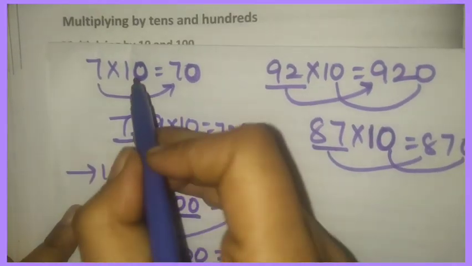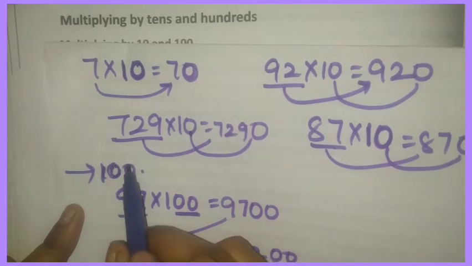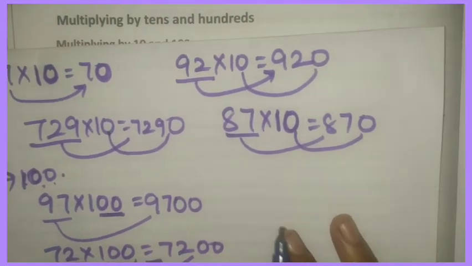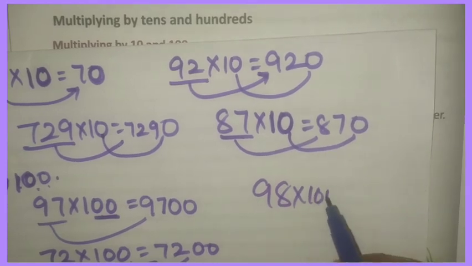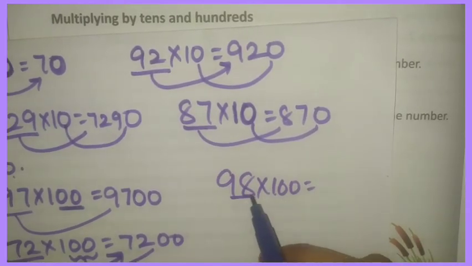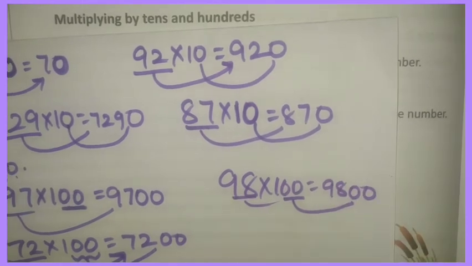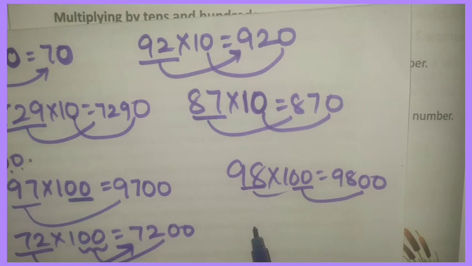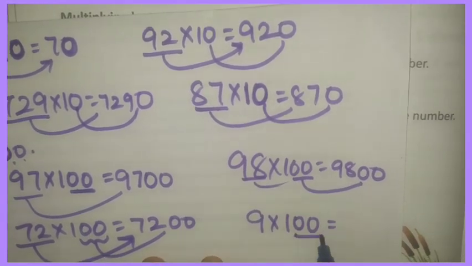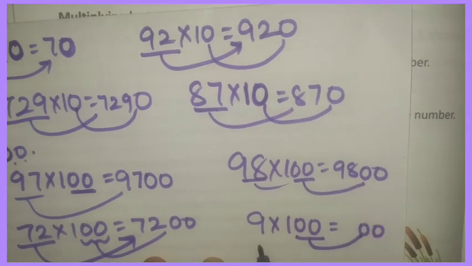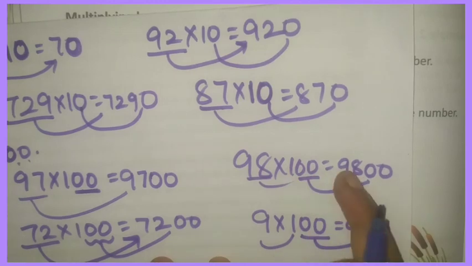Only for 10 and 100: for 10 we'll keep 1 zero and for 100 we'll keep 2 zeros. For example, 98 into 100 is there. 98 will be written directly and we'll keep these 2 zeros here. For example, 9 into 100 is there. We'll write these 2 zeros here. This 9 will be written here as it is. 9 ones are 9, 98 ones are 98, like that.